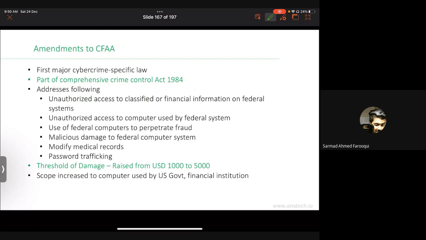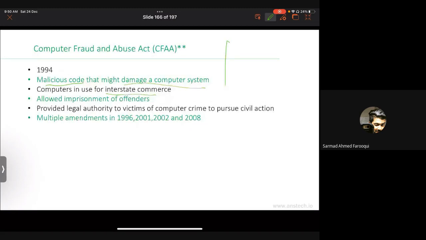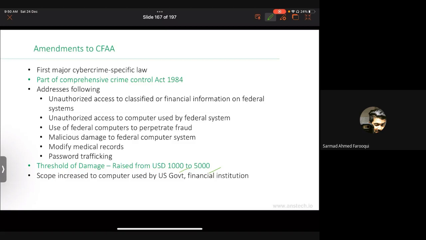Then came the first amendment to the Computer Fraud and Abuse Act, which increased the threshold from $1,000 to $5,000. No need to remember this. This will not be asked ever. You should just know that CFAA was introduced in 1994. Prior to CFAA, there was the Comprehensive Crime Control Act, which was used to address computer crimes. But once CFAA came in, it addressed computer crime specifically.